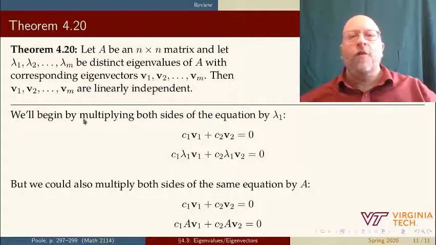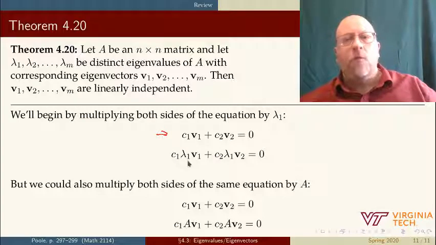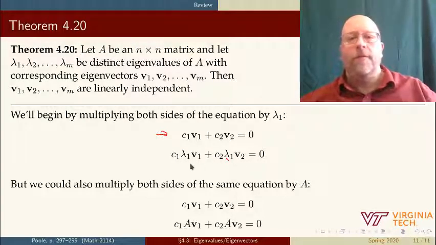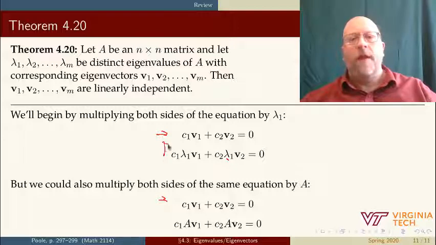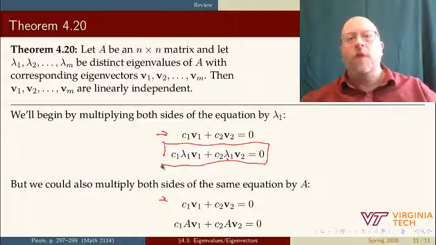And so what I'm going to do first is take this linear combination and multiply both sides by lambda sub 1. C1 times lambda 1 times V1 plus C2 times lambda 1 times V2 equals 0. But I'm also going to multiply both sides of this linear combination by the matrix A. C1 A V1 plus C2 A V2 equals 0. And this gives me two different equations, one where I multiplied by a scalar and one where I multiplied by a matrix.